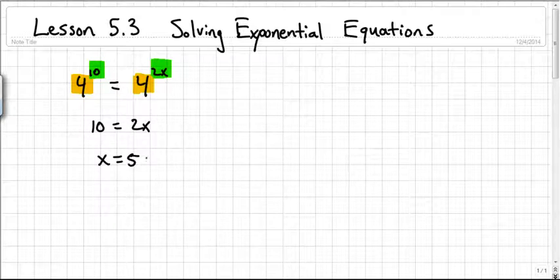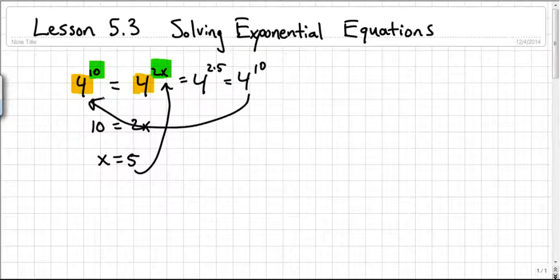and I find out x equals 5. I can check to see whether I got that right by substituting back into the original. 4 to the 2 times 5 would make 4 to the 10th, which is what the left-hand side says also. So I know I got that right.